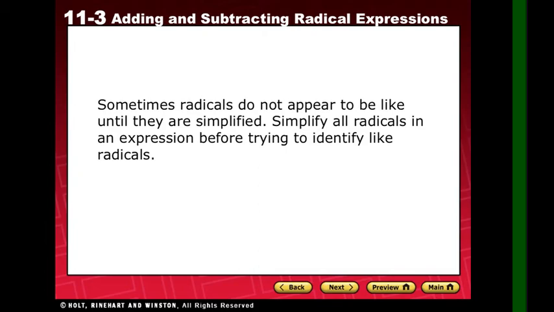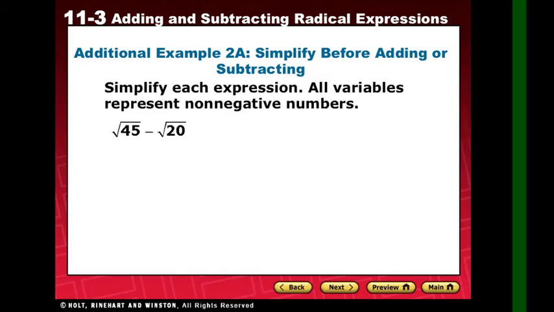Okay? Now, sometimes radicals do not appear to be like until they are simplified. Simplify all radicals in an expression before trying to identify like radicals. So, there are times when what is given are unlike radicals. We need to simplify them to get their like radical expressions. For example, square root of 45 minus square root of 20. We cannot subtract these two because they do not have the same radical expression; 45 and 20 are not the same.